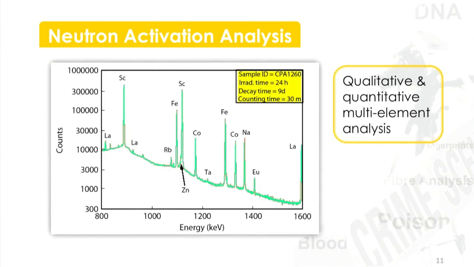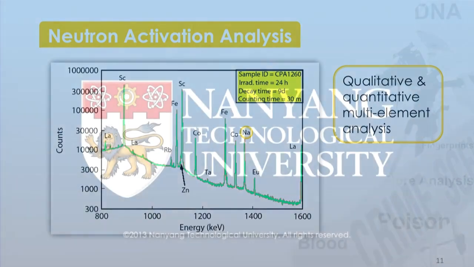So the output from neutron activation analysis looks like this. On the x-axis, this is the energy of the gamma rays given out, and you can see that different elements give quite distinct peaks. So this particular sample here, which is an archaeological sample, contains elements such as scandium, iron, cobalt, sodium, and some other minor elements as well.